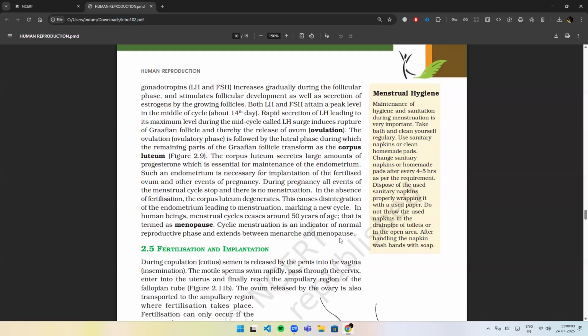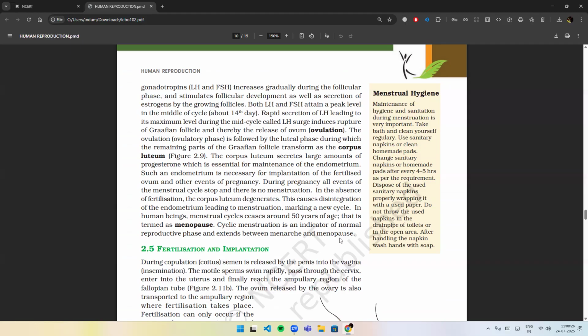In the absence of fertilization, the corpus luteum degenerates. This causes disintegration of the endometrium, leading to menstruation, marking a new cycle. In human beings, menstrual cycle ceases around 50 years of age, that is termed as menopause. Cyclic menstruation is an indicator of normal reproductive phase and extends between menarche and menopause.